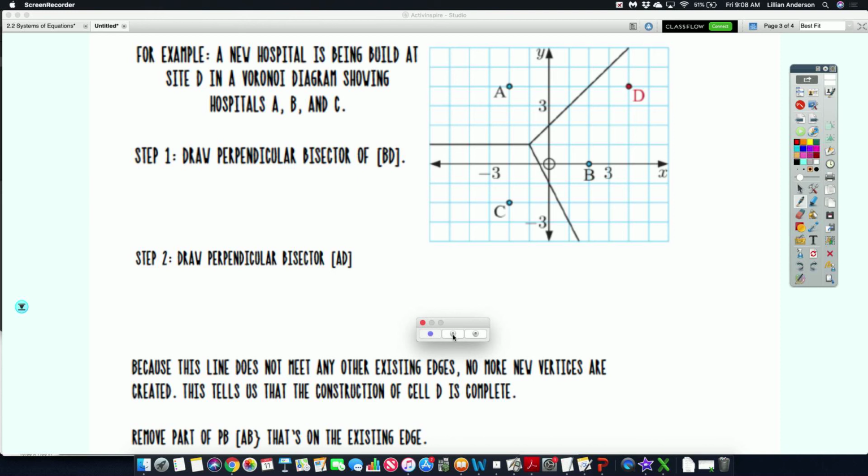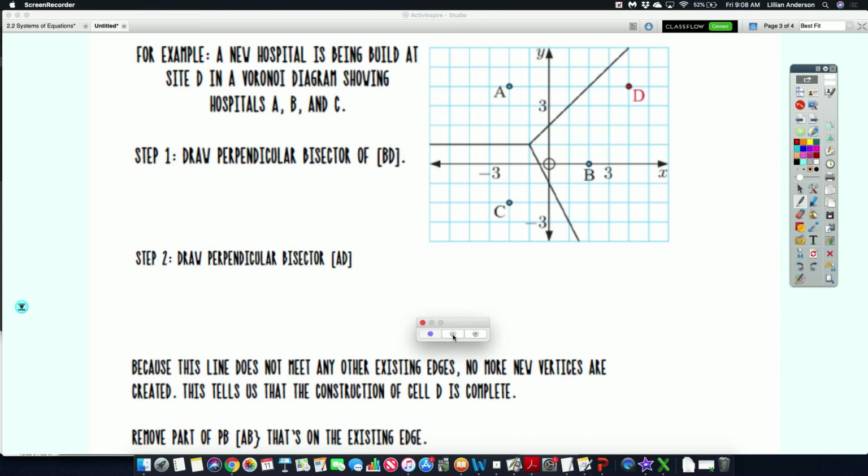So, step 1. Let's go back. Flip back in your foldable. Step 1 says identify P sub I whose cell contains the new site. In other words, which existing site and what cell is D, the new hospital that's being built, within? It's within B. So you've done the first thing so far.